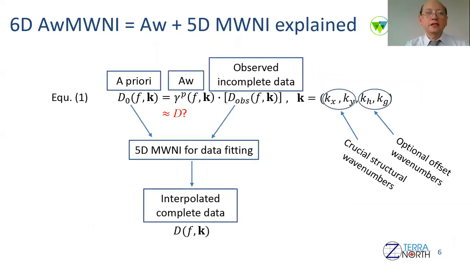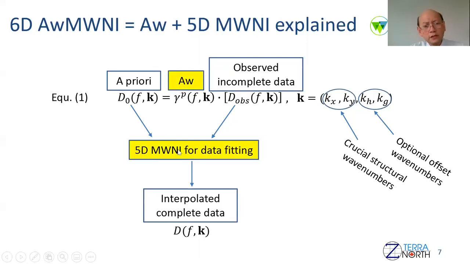6D AW-MWNI is a combination of AW and 5D MWNI. Suppose you have an observed input data here, D observed. You multiply that with AW, the gamma, and you will get A^I D sub 0. Feed both into 5D MWNI for data fitting, and then you will get an interpolated complete data D. What if D sub 0, A^I, is very close to the interpolated complete data? Then convergence will be very fast.